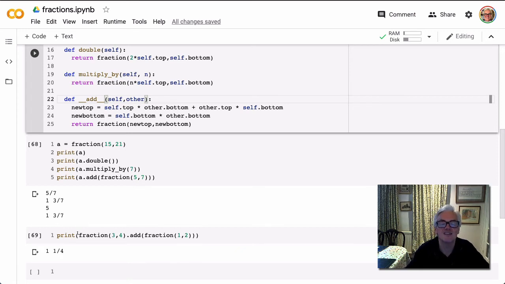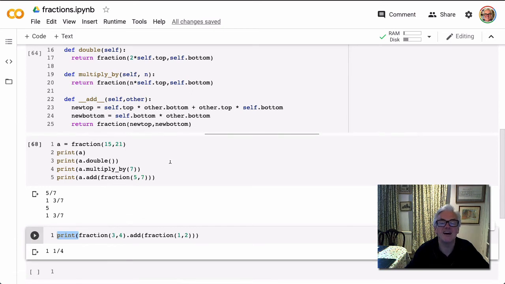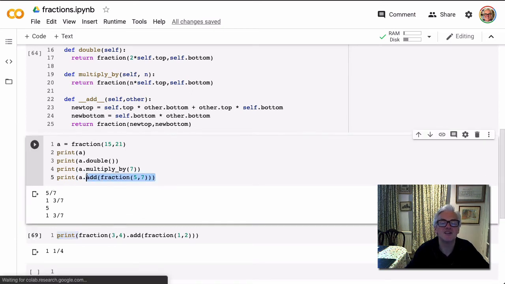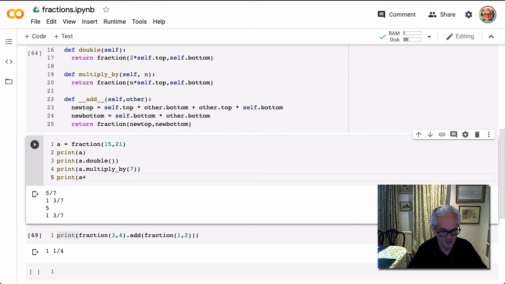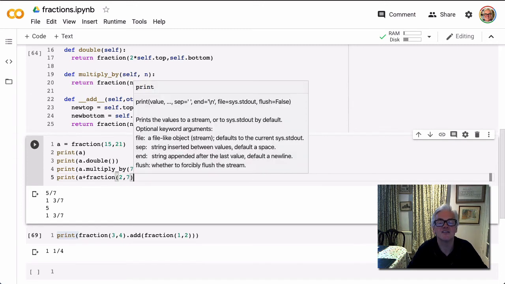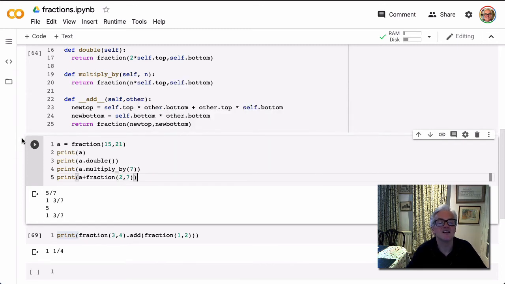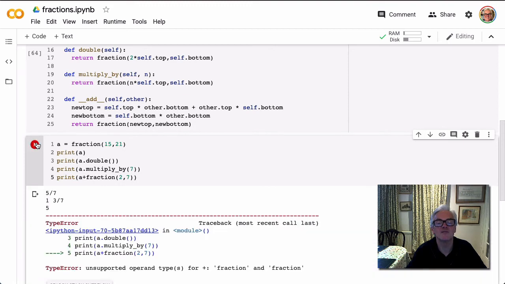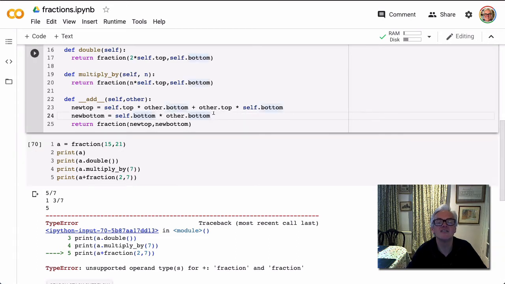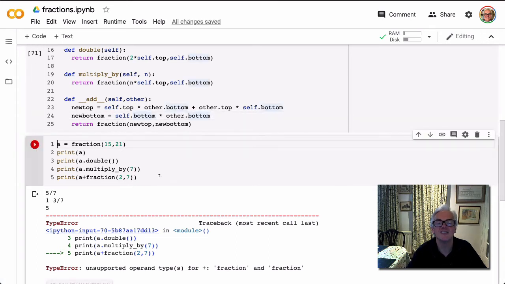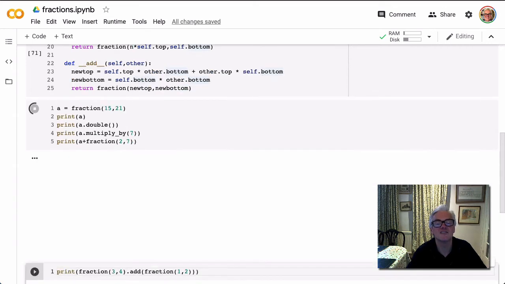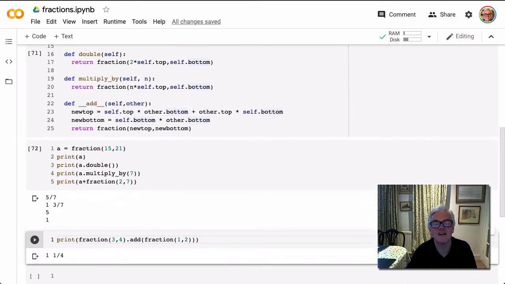So now here, I could just do print a plus fraction, what did we have? 2/7 going into that. And that should give us the answer 1 at the end there. Oh dear. Did I not enter that code? I didn't enter the code. I didn't redefine the class. And we get the answer 1 coming out of this.